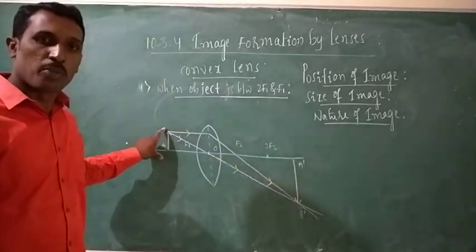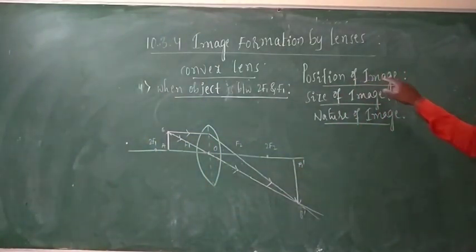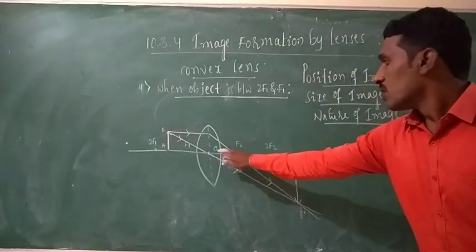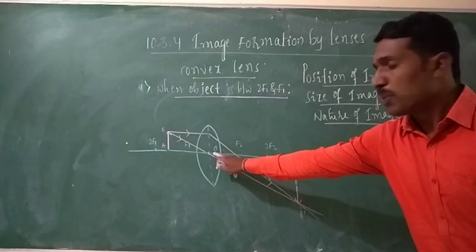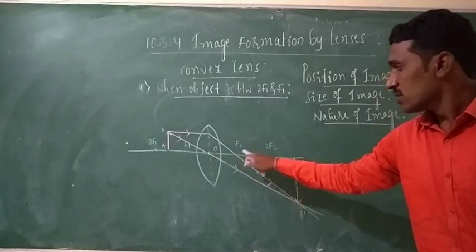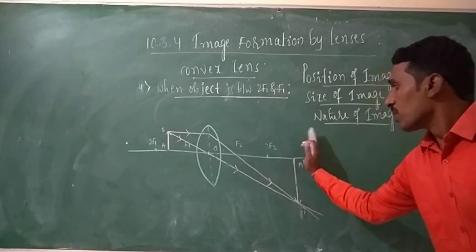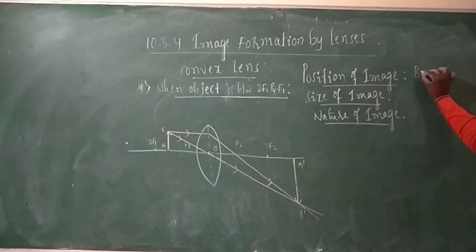Shall we write its properties? Yes. Now tell me, what is the position of the image here? We have to measure all the distances from the optical center, focus, center of curvature or 2f2. The image is formed beyond 2f2.